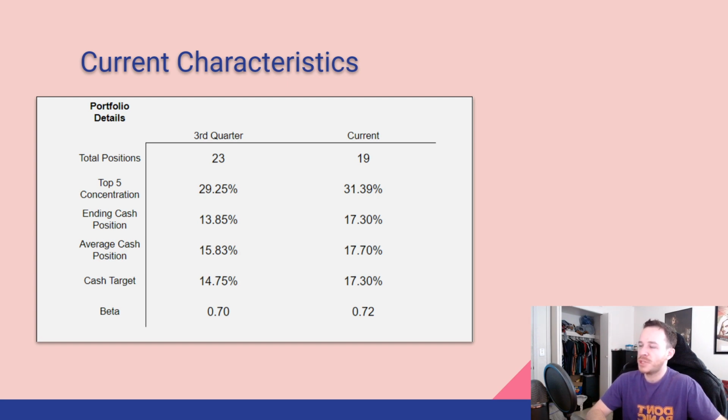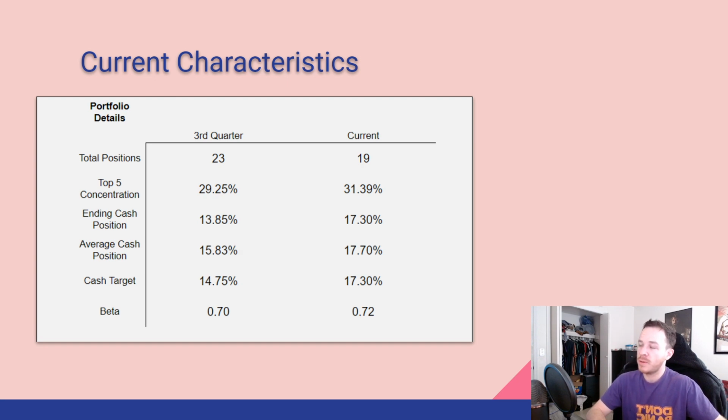The ending cash position: we had 14% ending cash at the end of the third quarter, and it's up to 17%. The average cash position during the third quarter was about 16%, and it was about 17-18% in this quarter. So I like to look at the average cash position versus the ending cash position as well, because sometimes, depending on what happened in the quarter, that could be pretty significantly different.